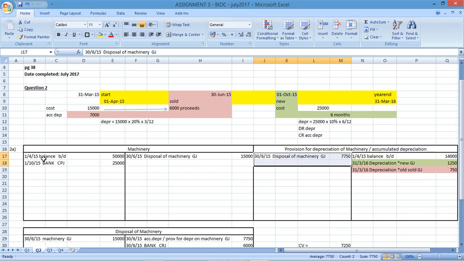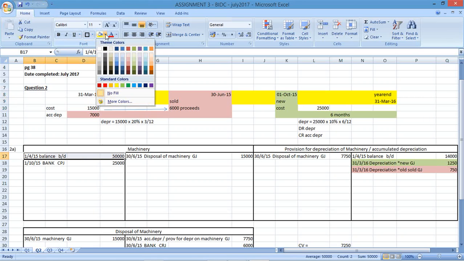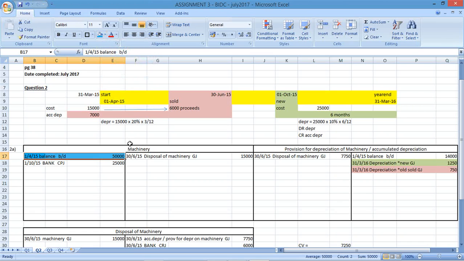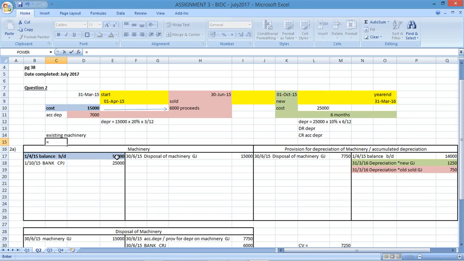Earlier, we looked at balances. So do you guys agree, when looking at the opening balances, we spoke about this, the cost. That was at 31st March, which is the 1st of April 2015. Of the 50,000 Rand worth of machinery, there's a portion that was sold and a portion that's still owned. So we know that the cost of the machine that was sold was 15. So the existing machinery was or is 50 less 15, 35.